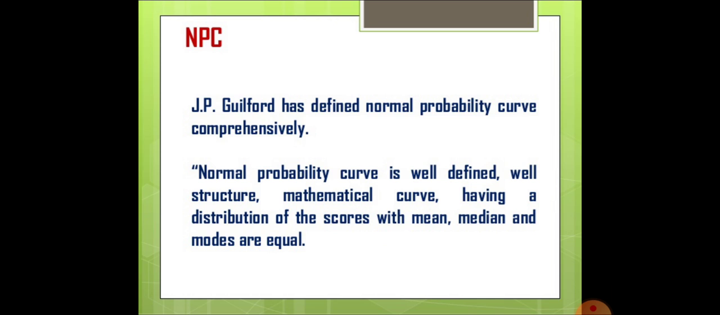J.P. Guilford has defined the normal distribution curve as: the normal probability curve is a well-defined, well-structured mathematical curve having a distribution of scores with mean, median, and mode equal.